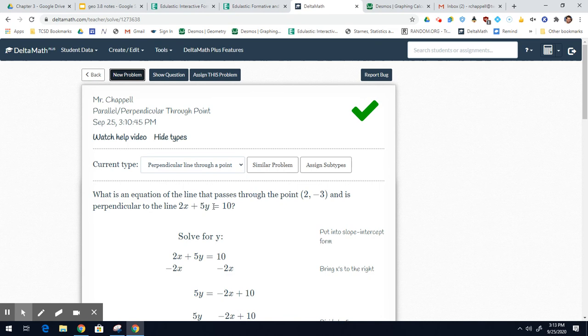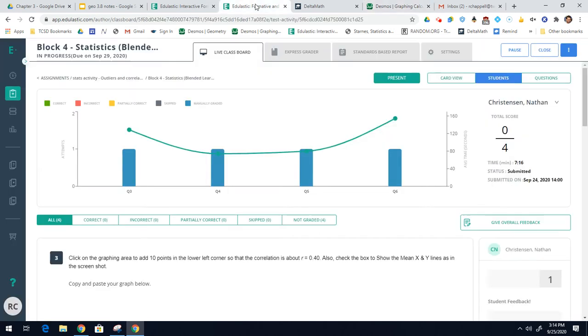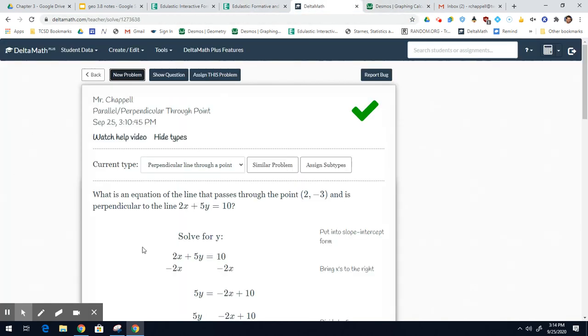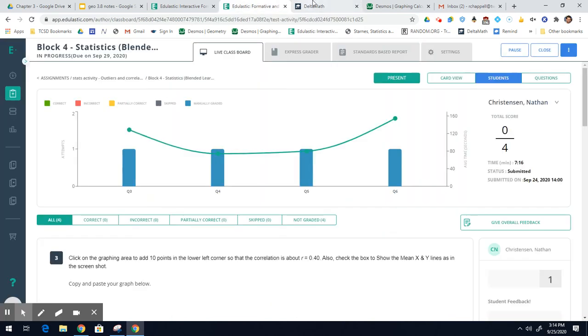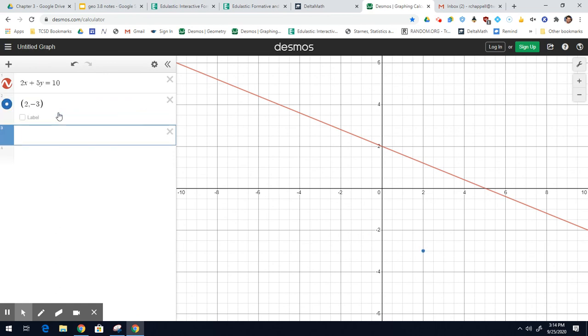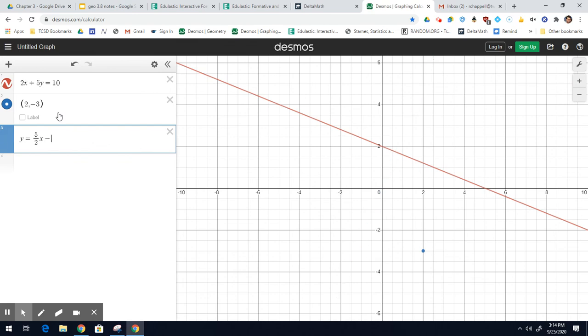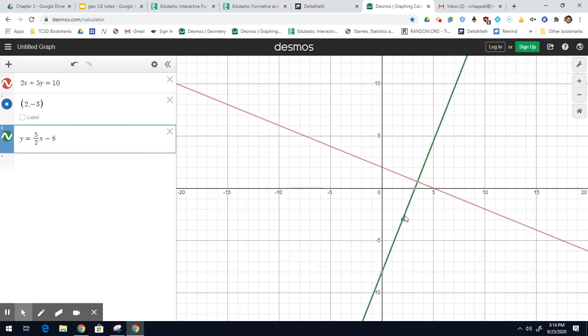Oh, yeah. And again, just to show you, let's take Desmos graphing calculator. 2x plus 5y equals 10. That was the original equation they gave me. The point was 2, negative 3. And then the line we typed in was y equals, and I believe it was 5/2 x minus 8. Watch. Boom. Through that point, right? Through that point that they gave us, perpendicular to the red line, which is the starting red line.